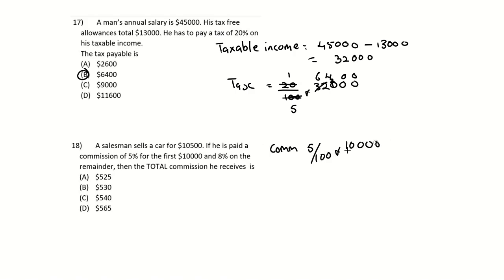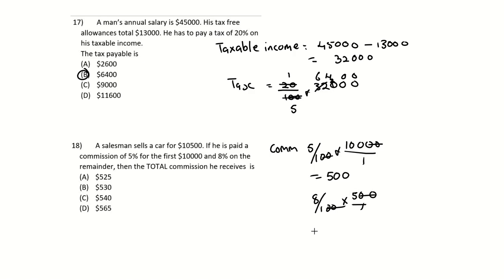Yeah, 10,000. Cross out this, cross out this. So for his first 10,000, you're getting 500. And then we get 8% of the remaining. His total sales was 10,500, so his remaining would have been $500. 10,000 minus this, the remaining is 500, so it's 8% of 500.